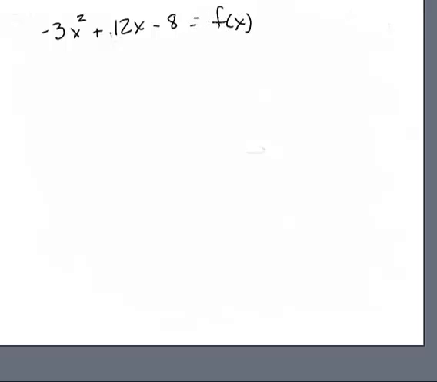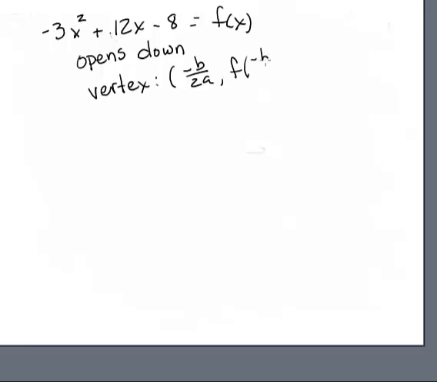First of all, I can tell what my a is. My a is negative 3. So this parabola is going to open down because it's a negative number. Now, if I want to find the vertex, I take, remember, negative b over 2a, and then I put that back into the function to find the y value, because a vertex has an x and y value.